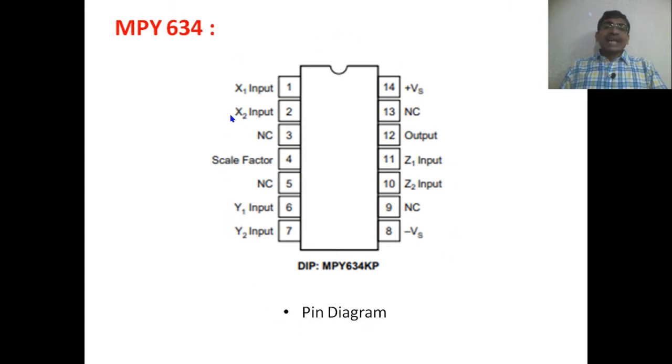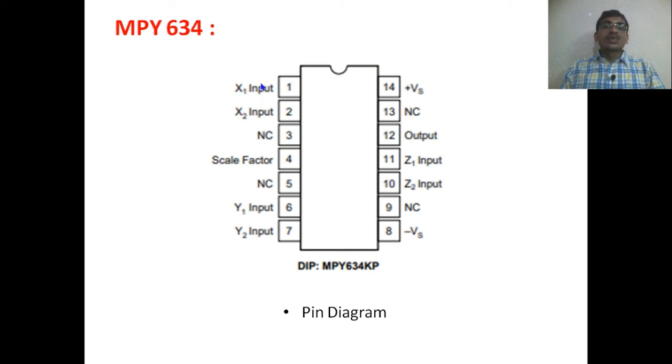This is the pin diagram of the MPY634. So it is a 14 pin DIP package IC. Pin number 1 is the X1 input and pin number 2 is the X2 input, and pin 3 is no connection and pin 4 is the scale factor and pin number 5 is no connection and 6th pin is the Y1 input and 7th pin is the Y2 input and 8th pin is the minus supply voltage and 9th pin is no connection and 10th pin is the Z2 input and 11th pin is the Z1 input and 12th pin is the output and the 13th pin is no connection and 14th pin is the plus supply voltage.